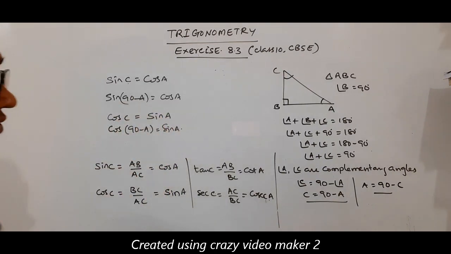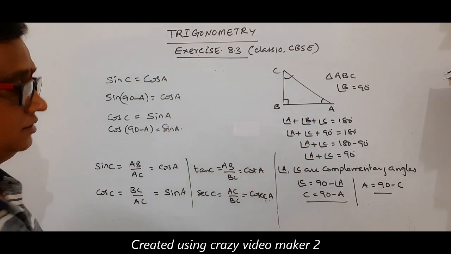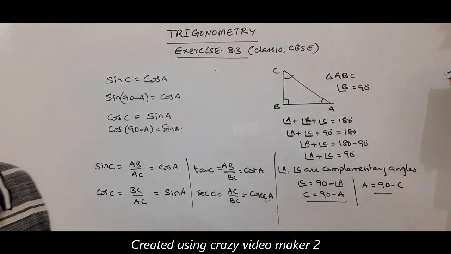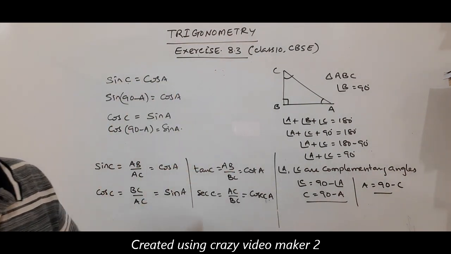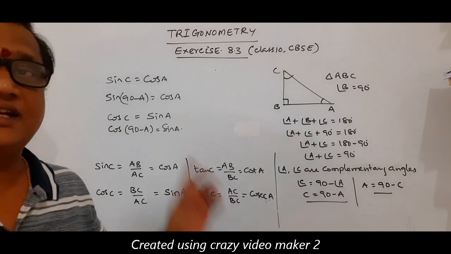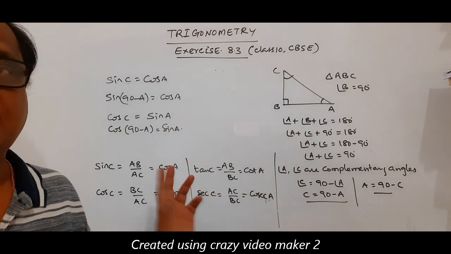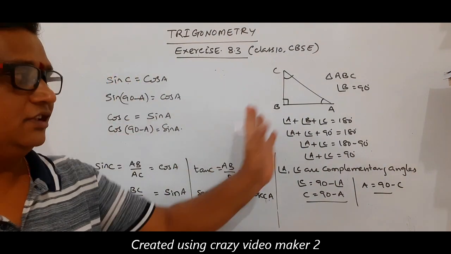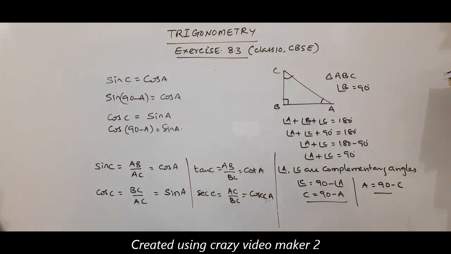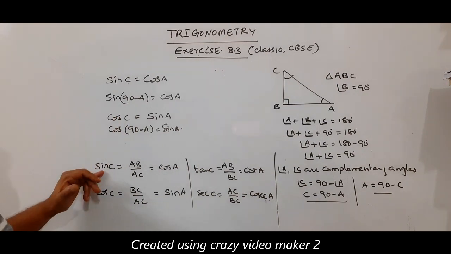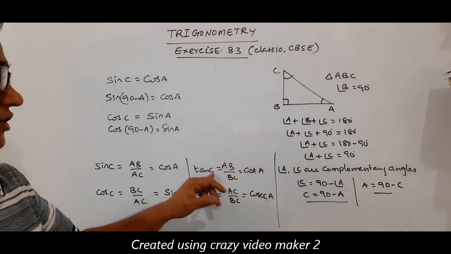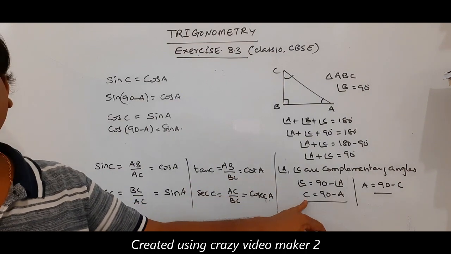In the previous videos I explained that big chart: 90 minus theta, 90 plus theta, 180 minus theta, 180 plus theta. We can utilize that. Sin 90 minus theta is cos theta, cos 90 minus theta is sin theta. Here I am explaining with the help of this triangle: sin C equal to cos A, cos C equal to sin A. In the place of C you write C equal to 90 minus A.